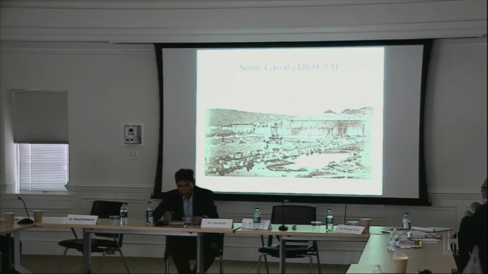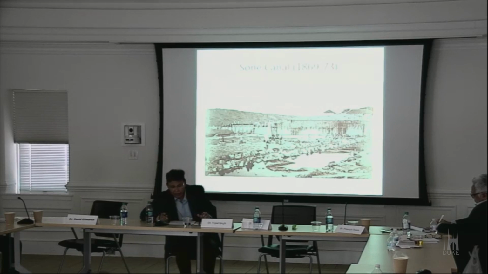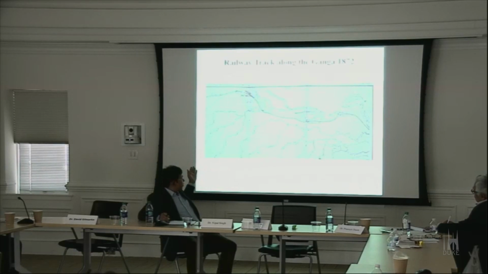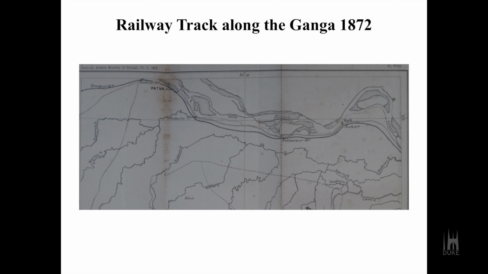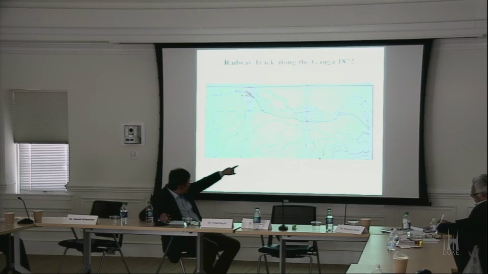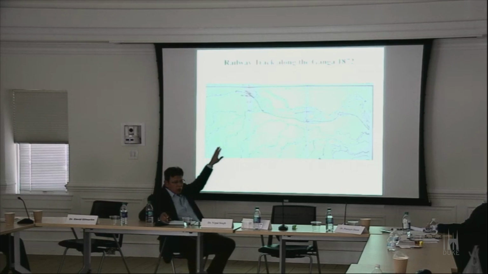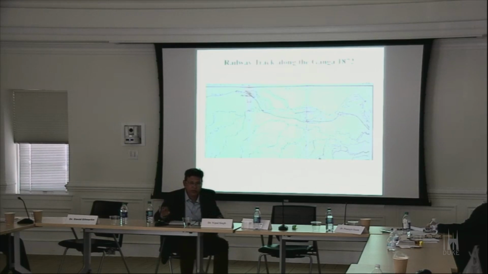Now, another major work that was taken up by the British government in the 19th century was the railway lines along the Ganges, which also actually obstructed its flow and along the rivers. So you see this 1872 map, which shows that the railway line is actually very much closer to the Ganges. It's very close to the Ganges. It's actually parallel to the Ganges.